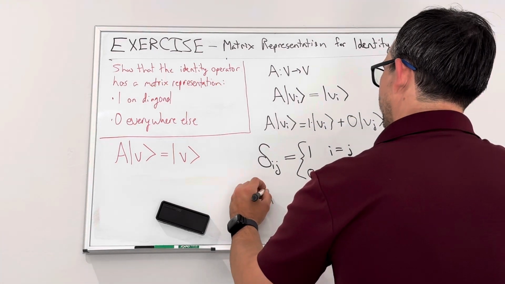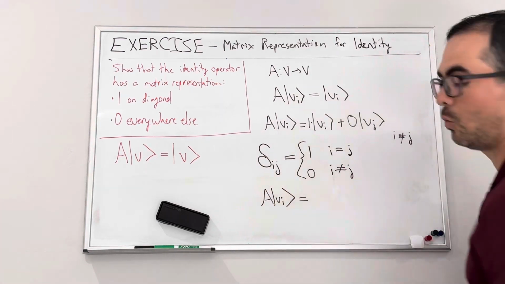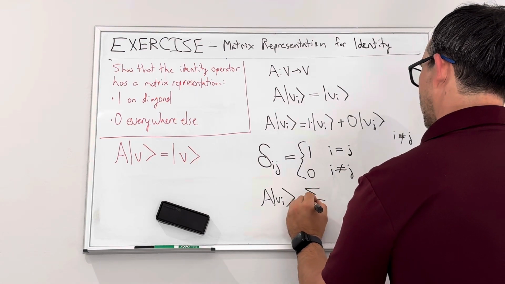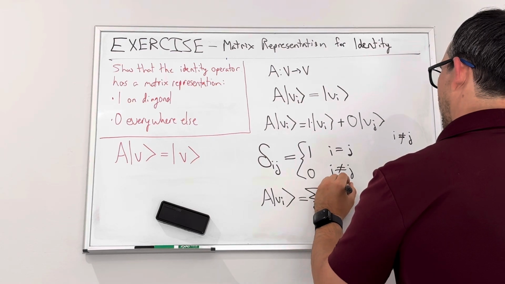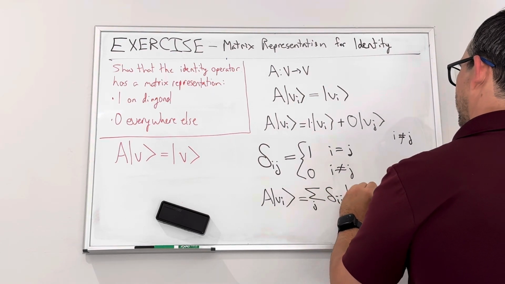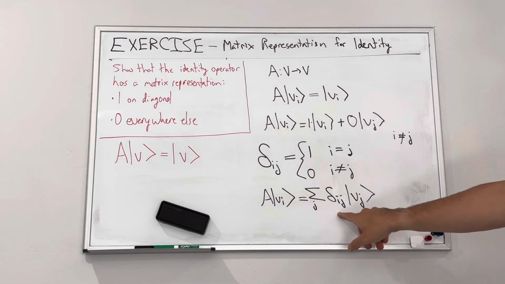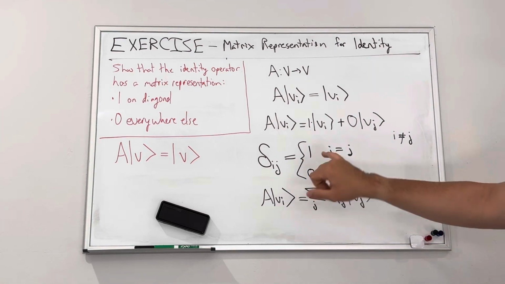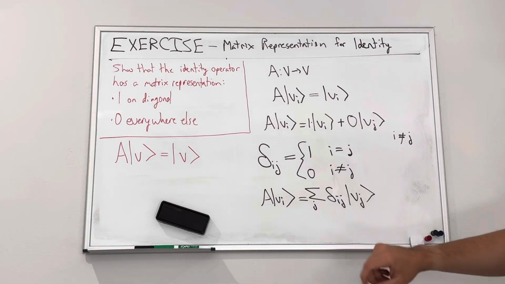And so we can rewrite this sum here. So A Vi equals the sum over j of delta ij Vj. And this will return the same thing, right? So if i equals j, then Vj is just Vi. If i does not equal j, then this whole thing is 0, so it doesn't contribute. So I can just rewrite it as this.